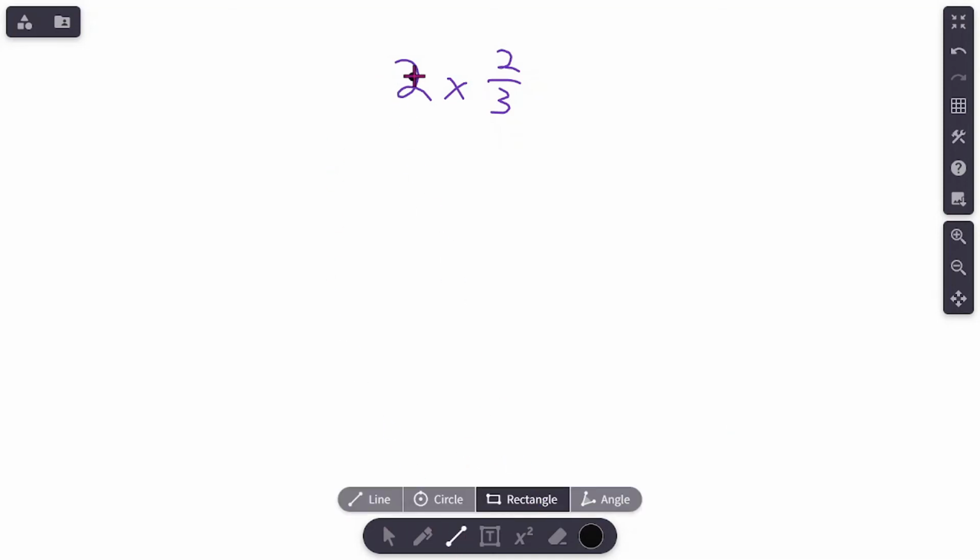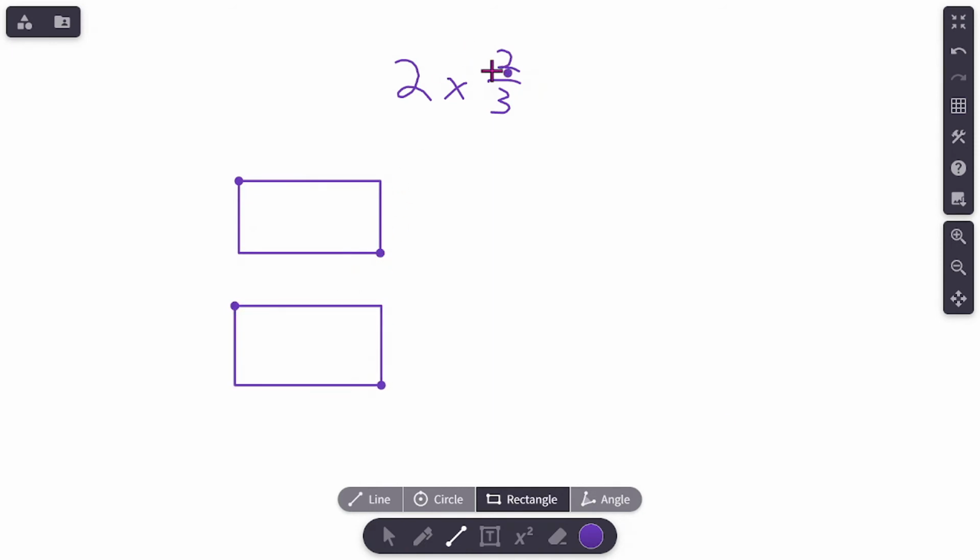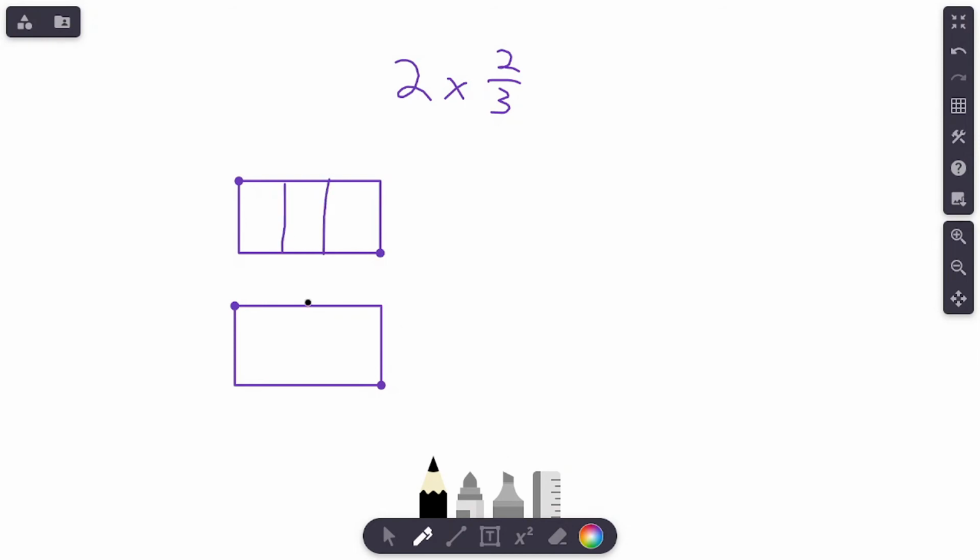Let's draw a model. We've got 2 wholes. I'm going to change my color to purple. So we've got 2 wholes. So there's 1, and here is 2. And both of these wholes are going to need to represent 2/3. Represent 2/3 on each of them. And then we're going to see what our addition expression will look like. So there's 1/3, there's 2/3, there's 1/3, there's 2/3.